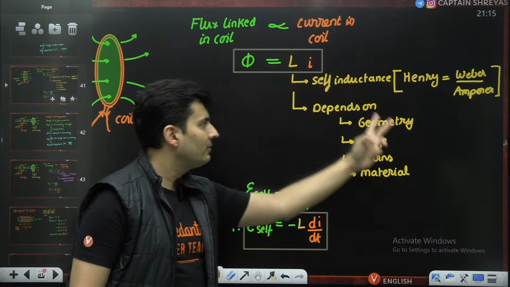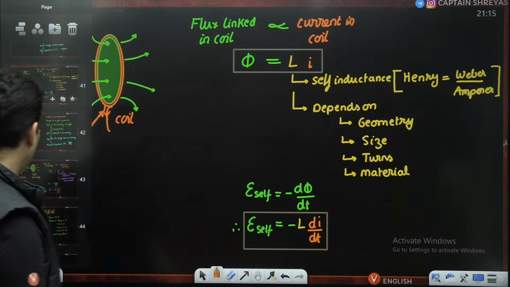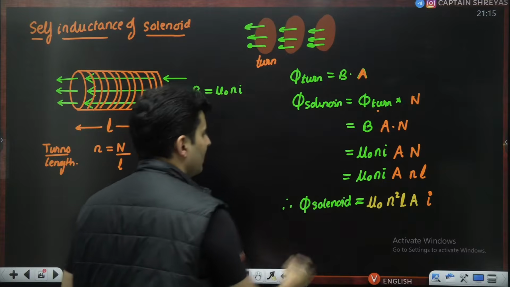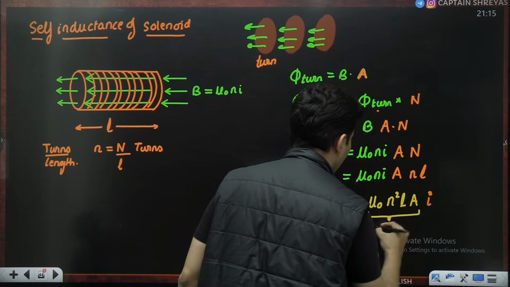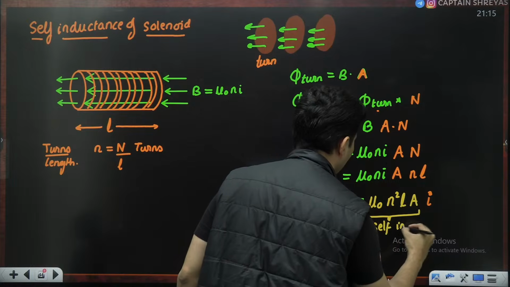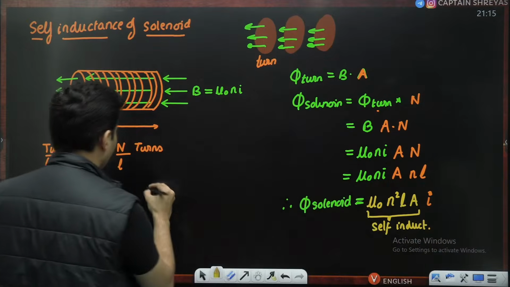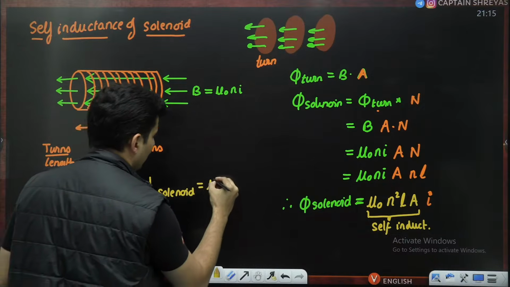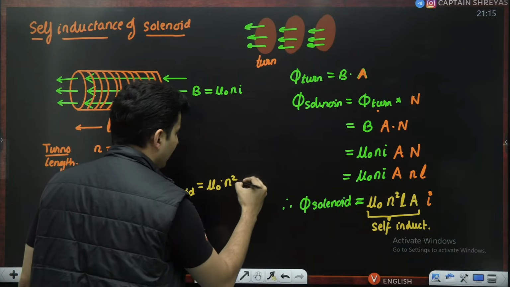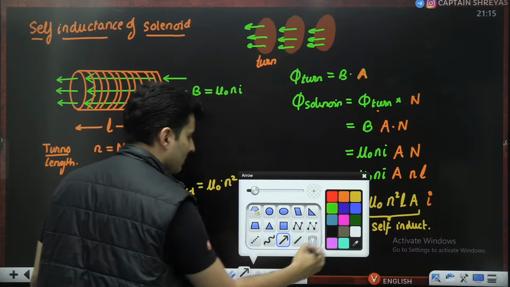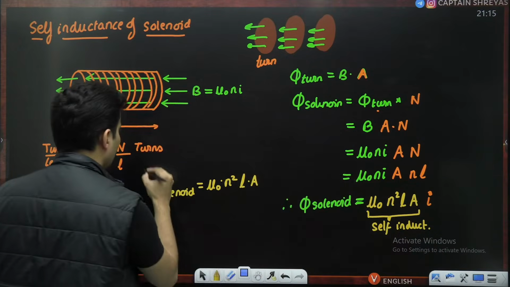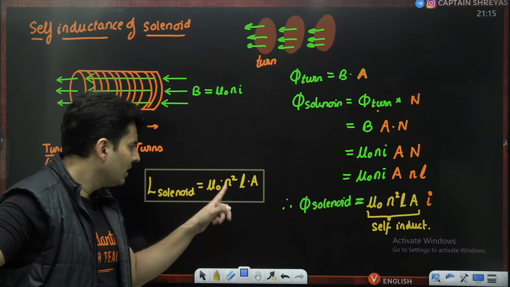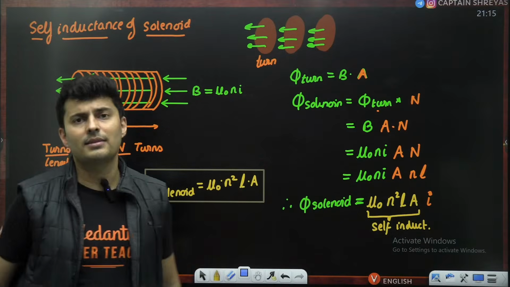Whatever is that constant which depends on geometry, size, turns, materials, etc., is whatever is there in this yellow part. So this must be the self-inductance. Yes, this must be the constant of proportionality, self-inductance. Hence, the self-inductance of a simple solenoid is permeability into number of turns square into the length into the area of cross section. It is better you remember this so that you can save some time in the exam. It depends on the material. If material changes, mu will change. Number of turns, length, size, shape, everything it depends on.